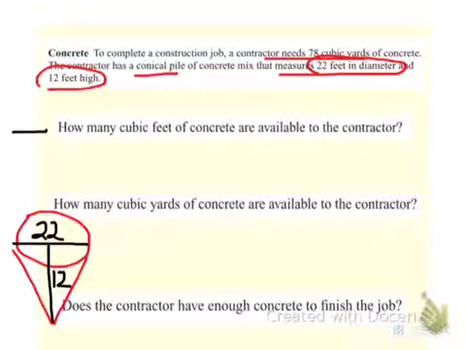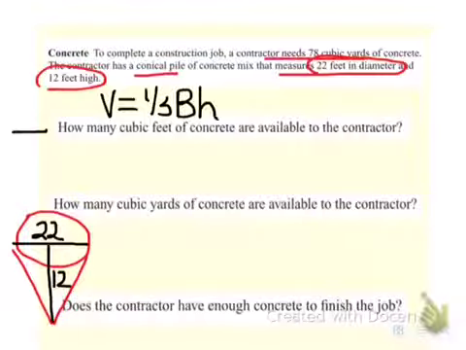To find the volume of a cone, we use the formula V equals 1/3 area of the base times height. To determine the area of the base, we need to look at the base, and cones always have a circular base, so I'm going to draw a circle. To find the area of a circle, I use the formula area equals pi r squared.